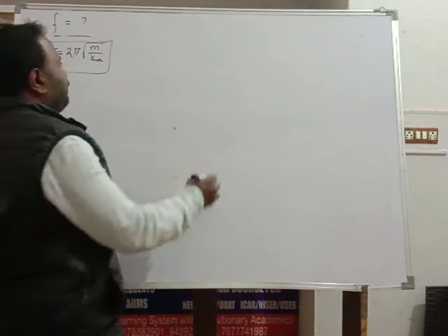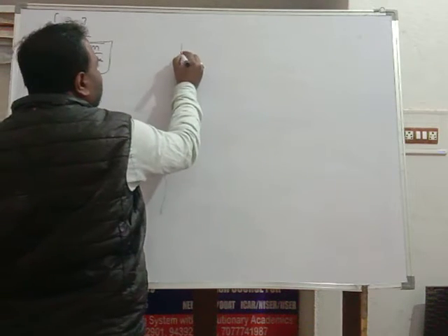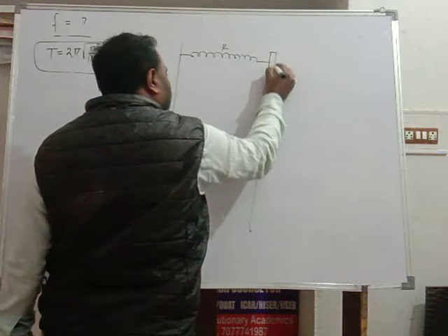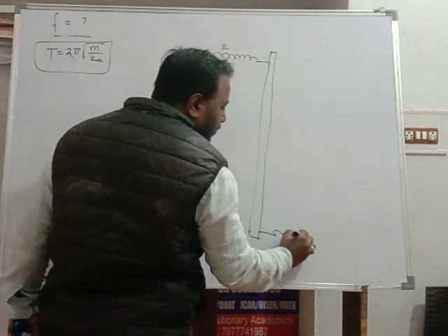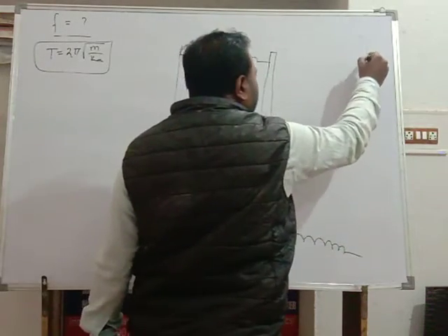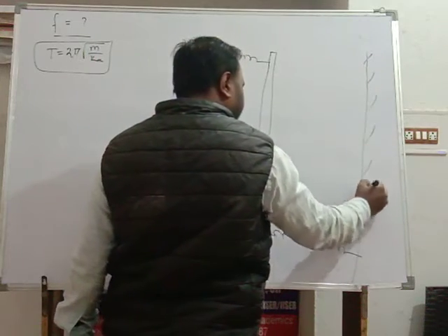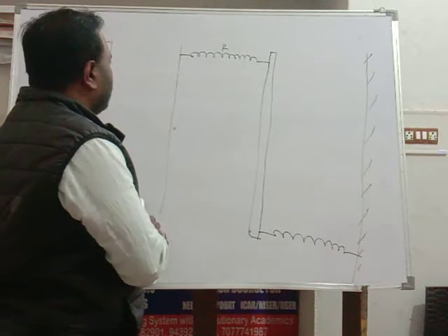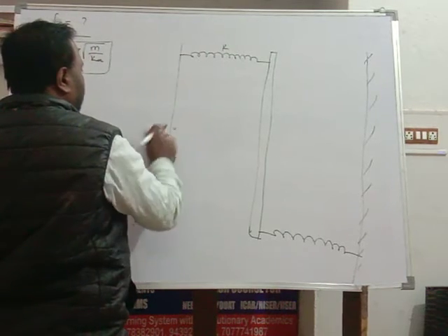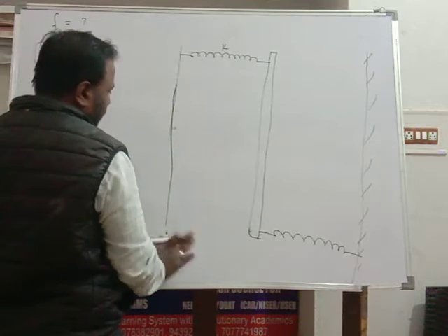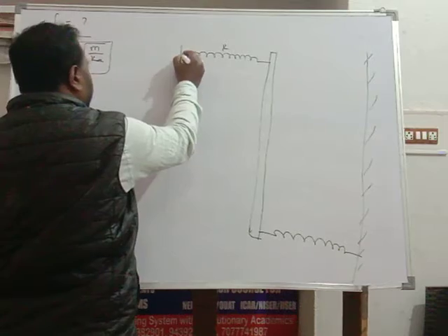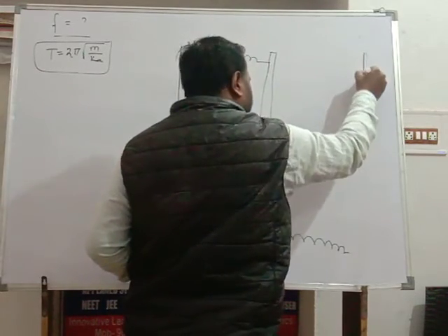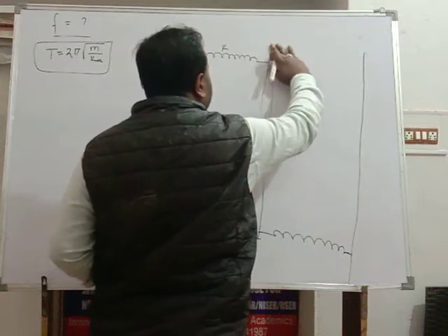And the question is, two identical springs of spring constant k are attached horizontally to a uniform rod of length L and mass M. The question is like this. Right? This is a uniform rod.